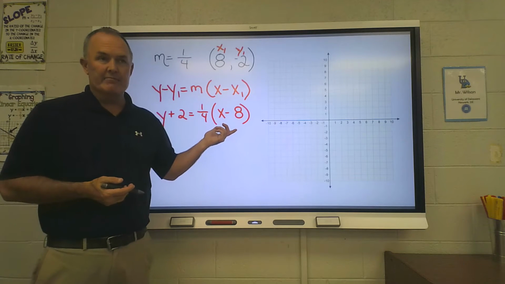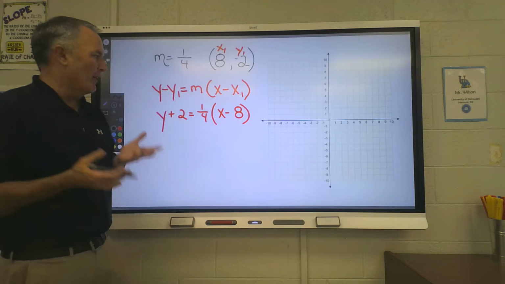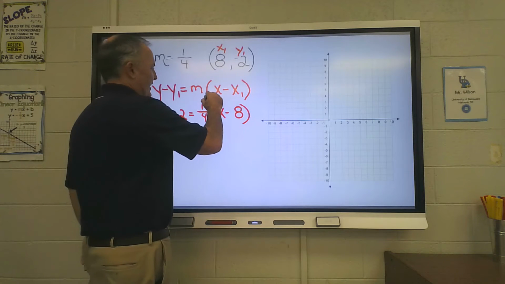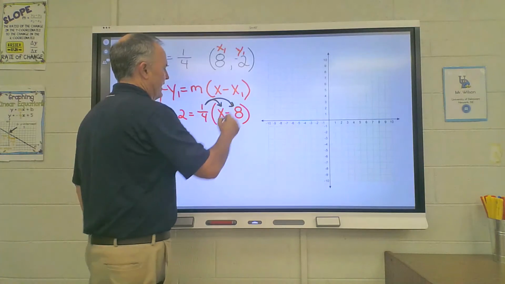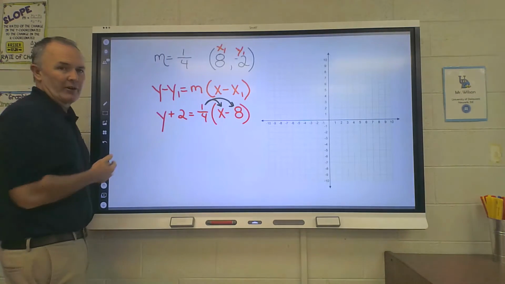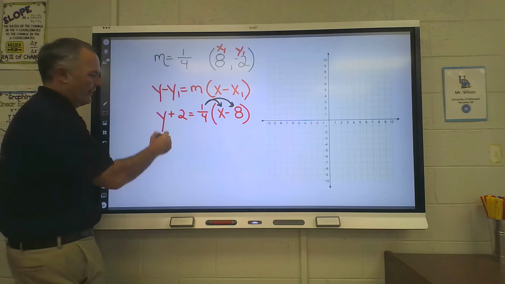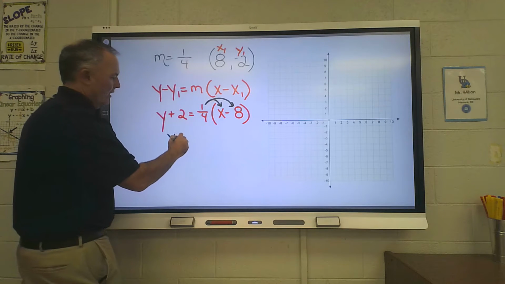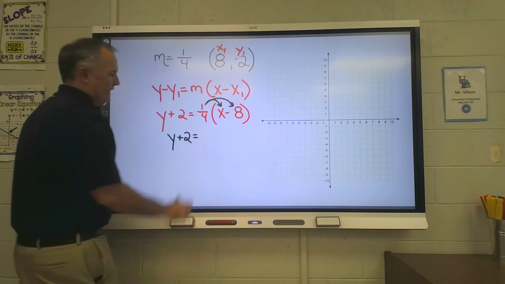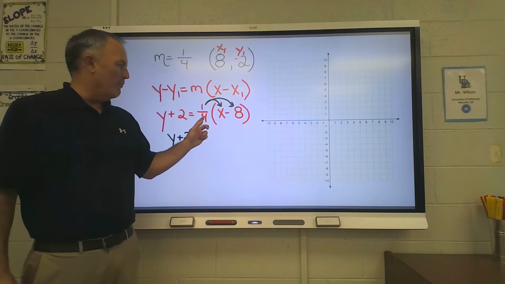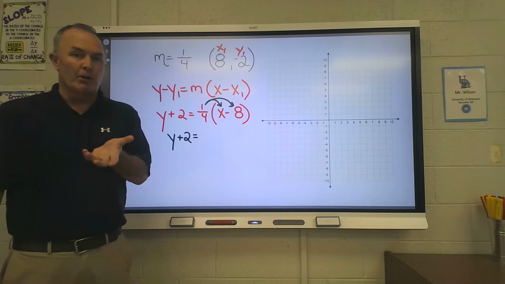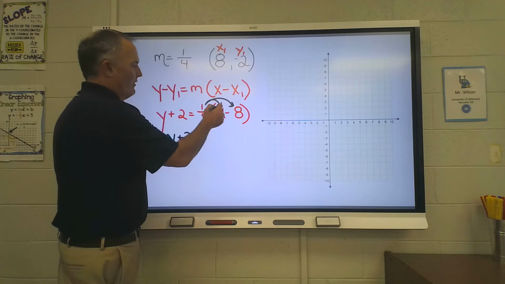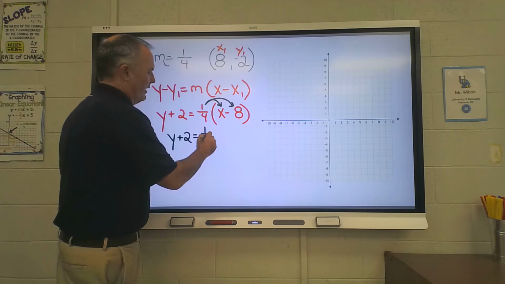So we have parentheses. The one thing you can always do when you have parentheses is take the number on the outside and distribute it, or multiply it, by both items on the inside. I can't do anything to the left side of the equation. I can't add 2 to y right now, so I'm just going to leave this alone. Y plus 2 equals. I can distribute that 1/4 to the x and to the -8. Remember, by distribute, we mean to multiply.